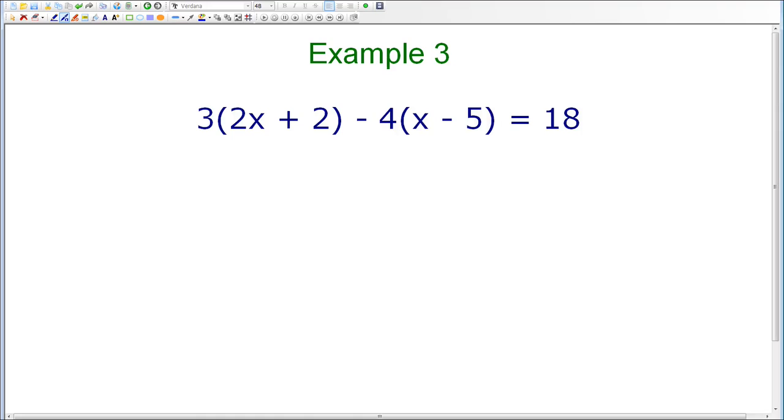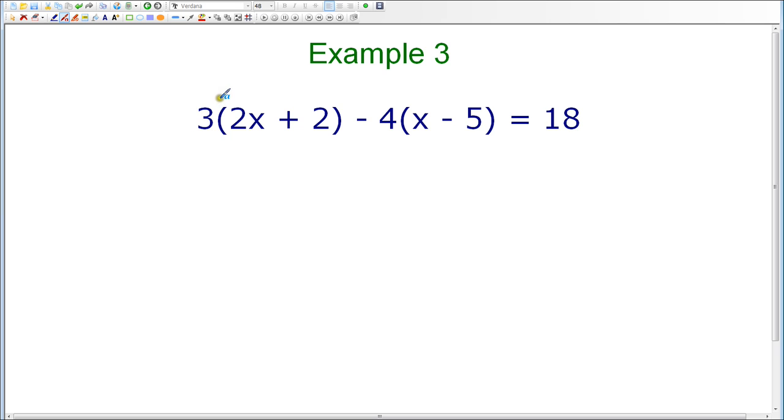As I begin to solve this equation, I first realize that I have the distributive property. Not only do I have the distributive property once, but I have it twice. This first set of parentheses with the quantity 2x plus 2 inside is my first indication of the distributive property, and then this set of parentheses with x minus 5 is my second indication. So I'm going to start by distributing the 3.